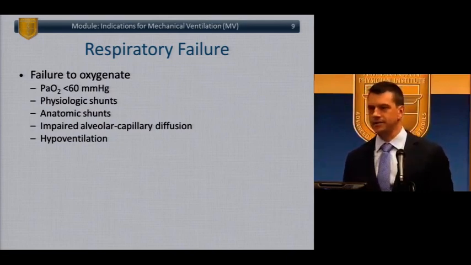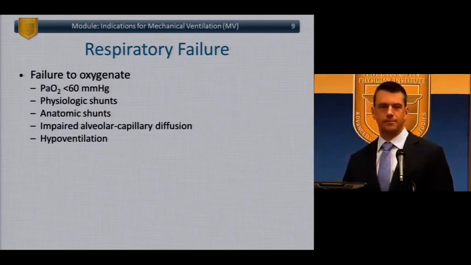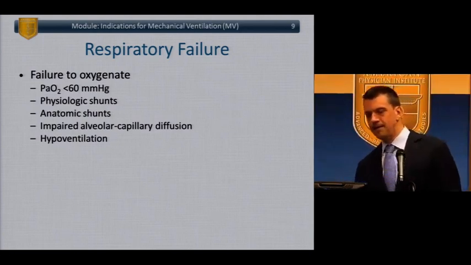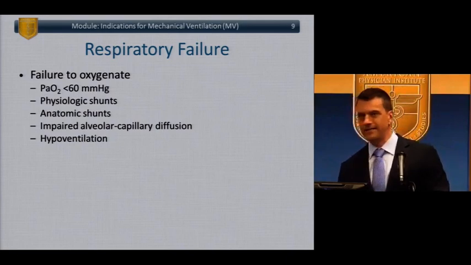Here we have just something is sitting in those alveoli other than an airspace, whether this is proteinaceous material, pneumonia material, pulmonary edema fluid, something. And then hypoventilation. The patient's just not breathing.